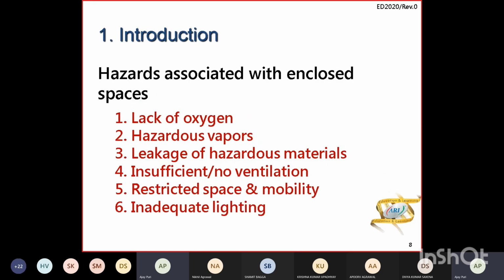So what are the hazards associated with enclosed space entry? First is your oxygen is depleted in this area. Second is the hazardous vapors prevalent there. Third is leakage of hazardous substances here, maybe in the cofferdam. Four is insufficient or no ventilation because it's not open. Five is restricted space and mobility. Six is inadequate lighting.